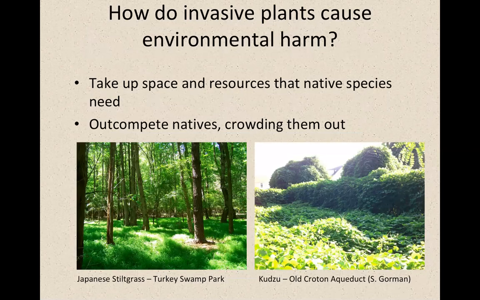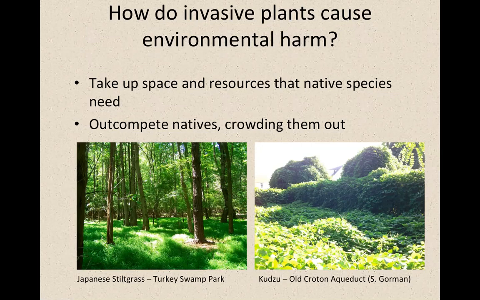So if you take a look at this picture here, this is an invasive that has taken over a lot of the forest floors in our region in the Lower Hudson PRISM. This Japanese stiltgrass in one of our local parks has just blanketed the forest floor. I mean, in terms of uptake of water and nutrients from the soil, and sunlight, there's not much that can grow beneath a dense bed like this.